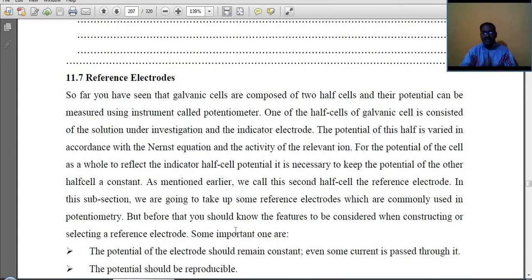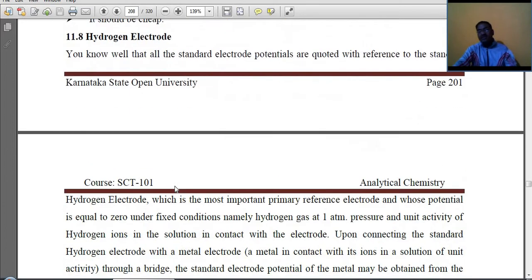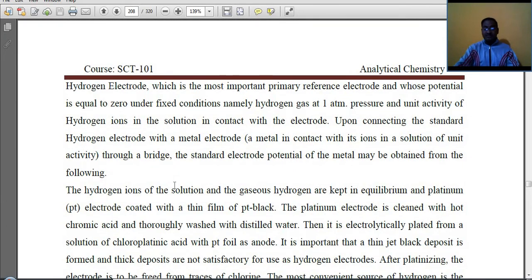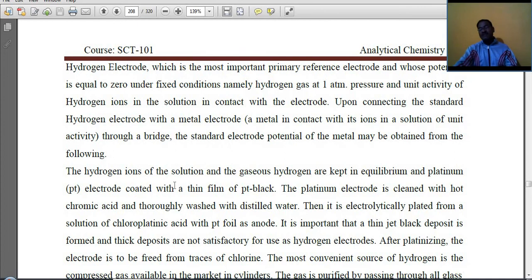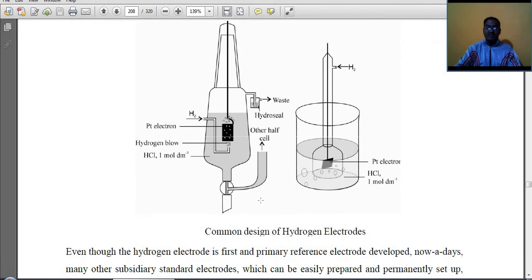A reference electrode is needed to measure the EMF of other solutions. What is the important reference electrode? That is the standard hydrogen electrode. Because the EMF value of the standard hydrogen electrode is 0, that is why it is used as a reference electrode. With the help of this standard hydrogen electrode, we determine the EMF of other electrodes. This is the standard hydrogen electrode.